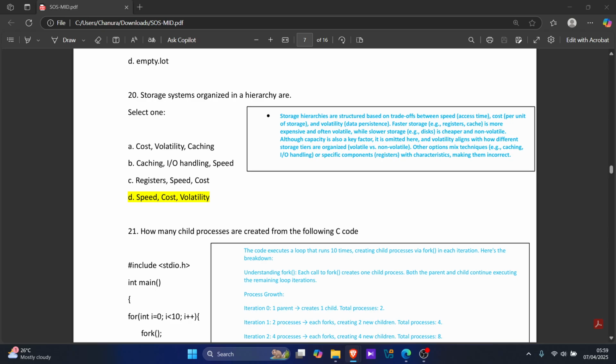For example, registers and cache are very fast, expensive, and volatile. RAM is next, still volatile but slower and cheaper, then SSDs/HDDs, which are non-volatile, slower, and much cheaper. So the main organizing factors are speed, cost, and volatility. Therefore, option D should be the correct answer.